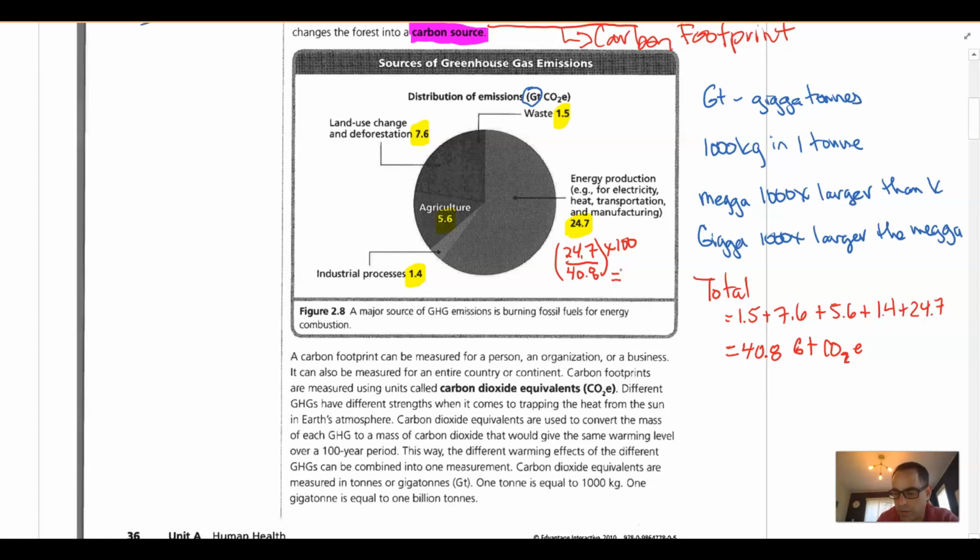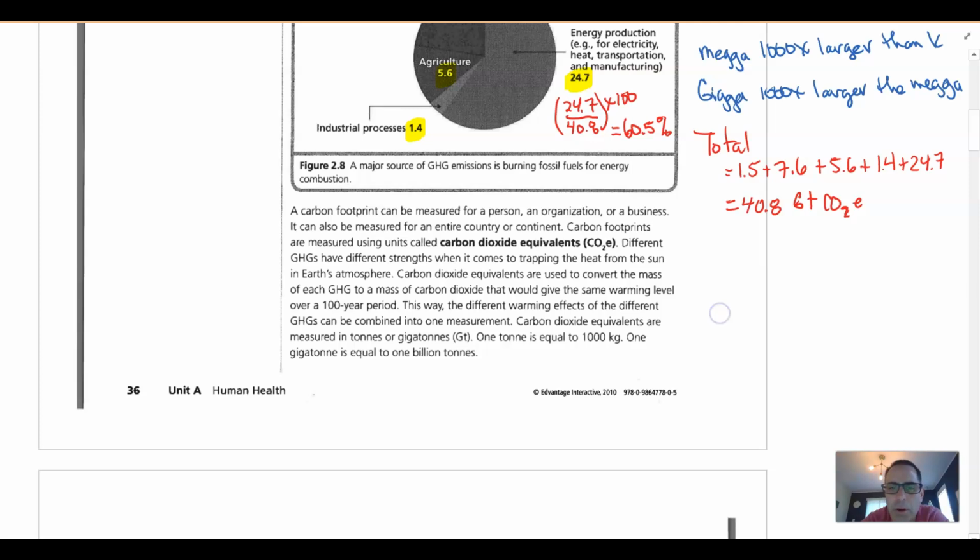So 24.7 divided by 40.8 is going to give me 60.5%. So that's how much just energy alone does. That's crazy. Okay, so let's talk about what this CO2e thing is here. What the heck is that?